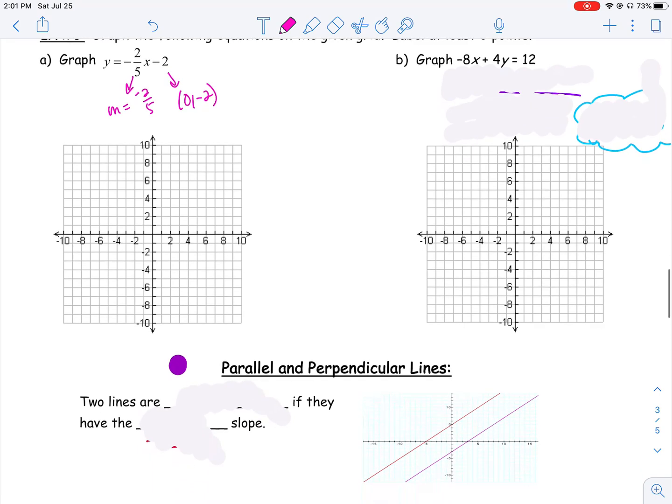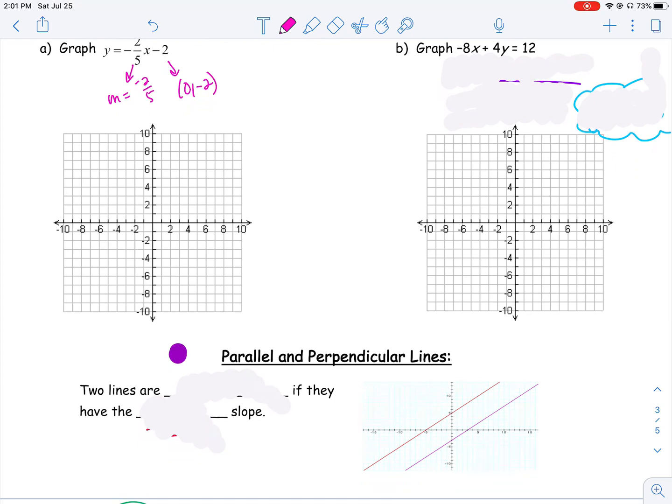Let's do that. I know that my y-intercept is the point (0, negative 2). So I'm going to go down on the y-axis and put a dot at negative 2. I'm then going to use my slope of negative 2/5 to find other points on my line. Now, if you remember from fractions, we can put the negative in my numerator or the negative in my denominator, and it would give us the same thing. Let's do both ways so you can see.